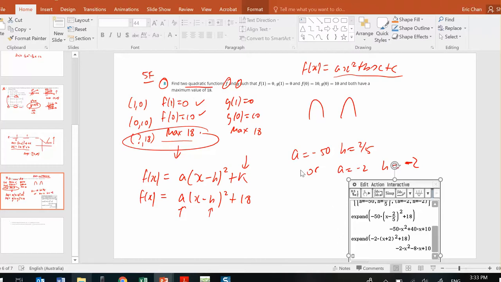So hopefully it helps. I know this is a bit confusing, but you happen to have two parabolas that actually meet the criteria for an x-intercept of 1, y-intercept of 10, and a maximum value of 18.